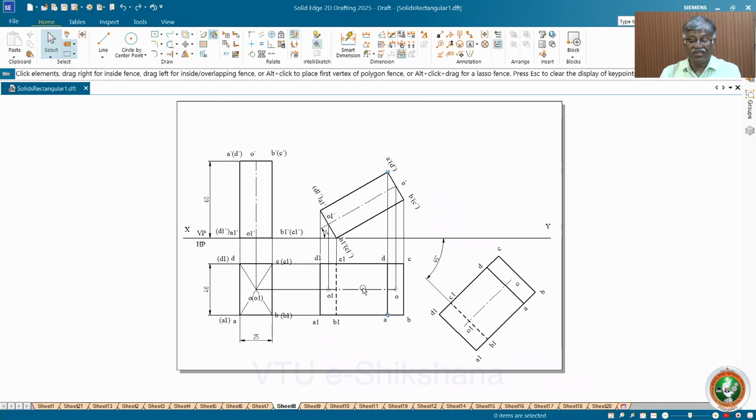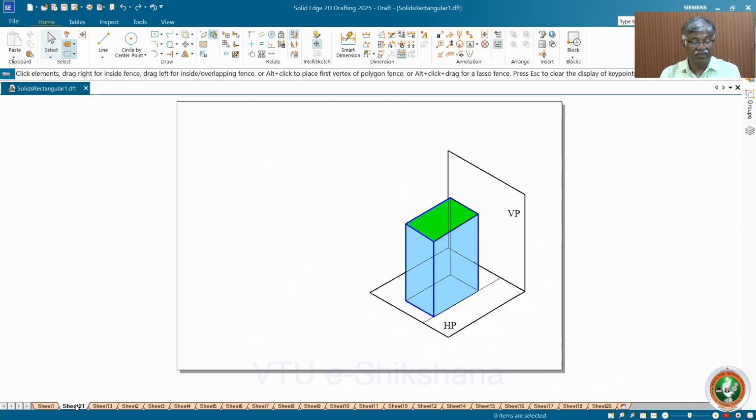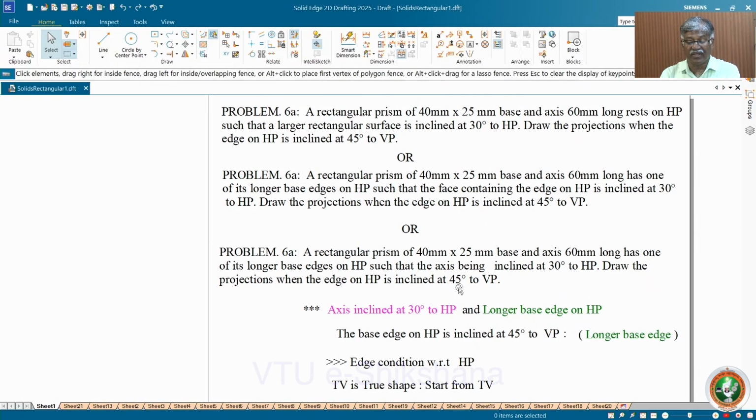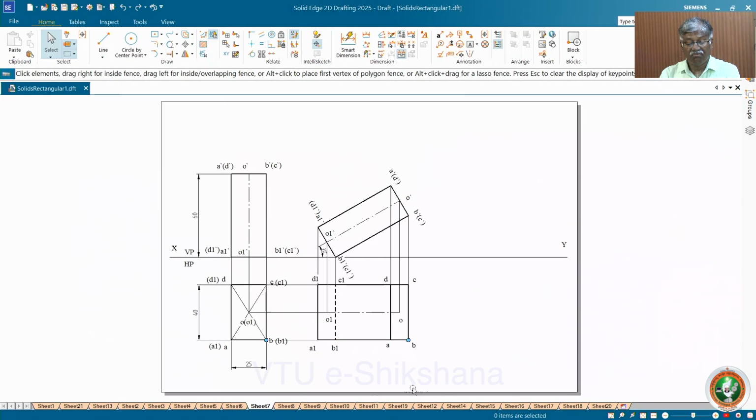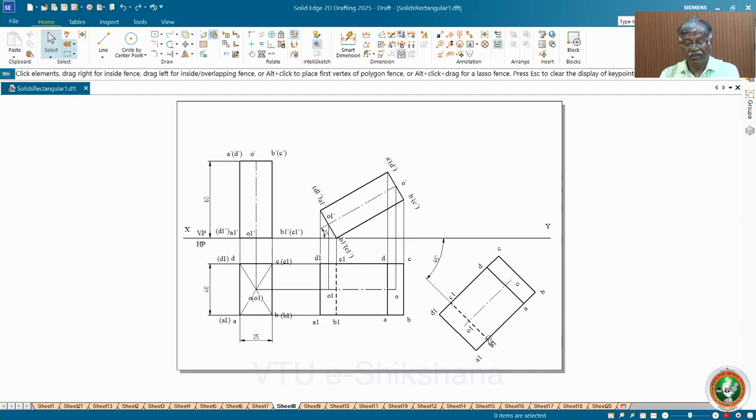Now after doing this, he says the base edge on HP, this one is perpendicular. Now I am going to give an inclination to that, 45 degree to VP. Move and rotate such that B1C1 is inclined at 45 degree to VP. It is the XY line here. This is true length and true inclination, no change in angle, so the length is the same. Because this is 40, this is also 40, and you have redrawn, that's all.